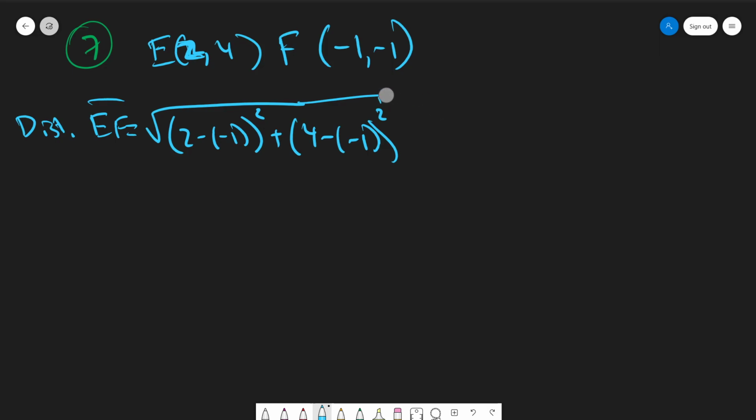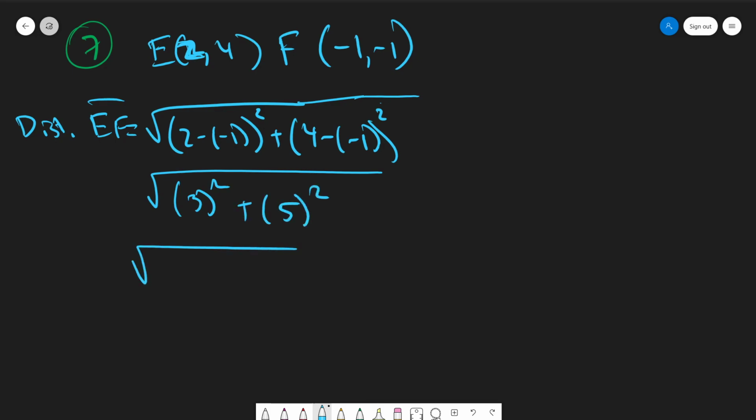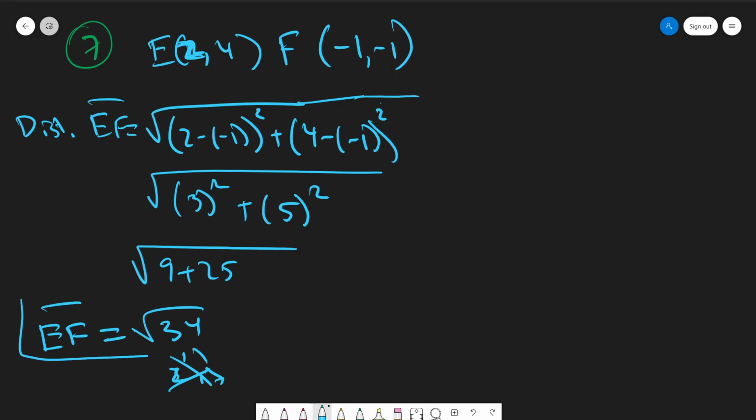Oopsies. Alright. So what's going to happen here, 2 minus -1 is 3 squared, 4 minus -1 is 5 squared. So we end up getting 9 plus 25 and a square root of 34. So I'll try to take it apart to 17. Okay, I can't take it apart. So my distance EF is square root of 34.